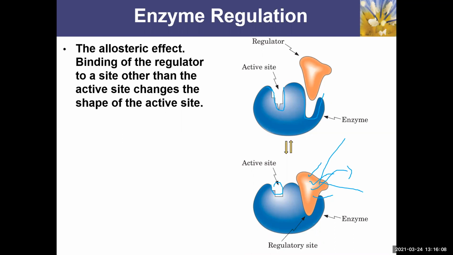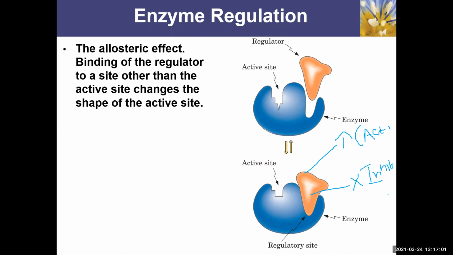Very important point to note here. When the regulator binds to a site, not the active site but any other site, the allosteric site, it has a capability of doing two things. One, if the regulator binds to the regulatory site, it can enhance the activity of the enzyme, and we call that an allosteric activation. Or if the regulator binds, but then suddenly the enzyme stops working, it has stopped the activity of the enzyme, so it has inhibited the activity of the enzyme.